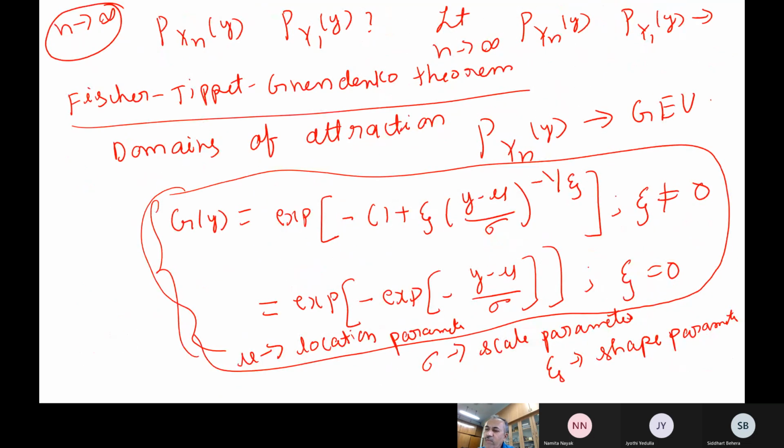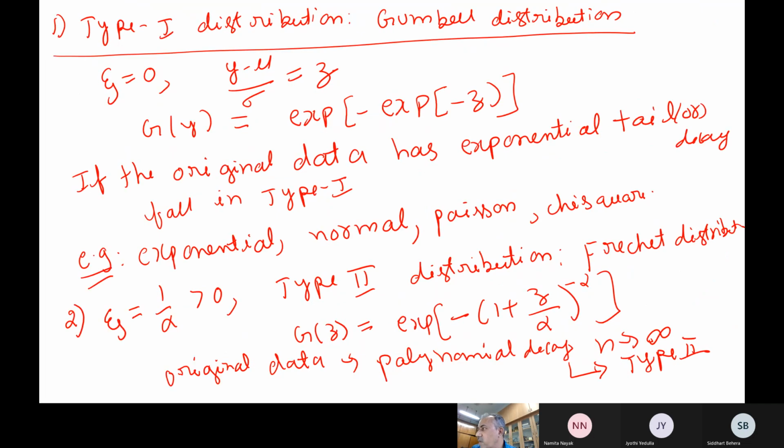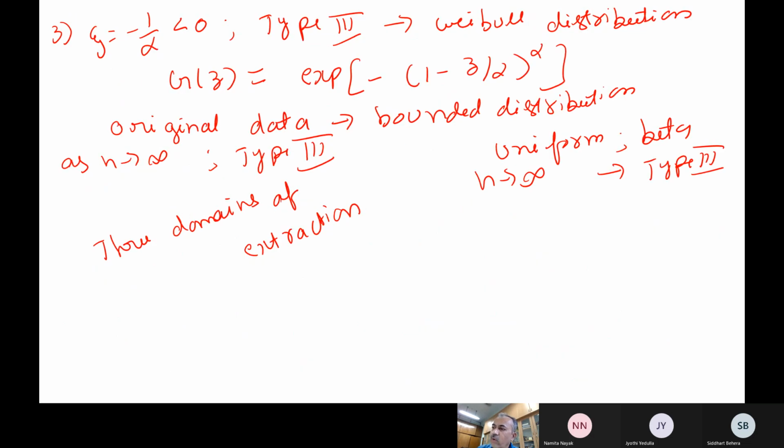The theorem is the Fisher-Tippett-Gnedenko theorem. This theorem says that whatever your probability, whatever random variables you may have, depending on how they are decaying, the extreme values automatically fall under these three categories: Type 1, Type 2 or Type 3. Okay, so these are the general expressions I have written.